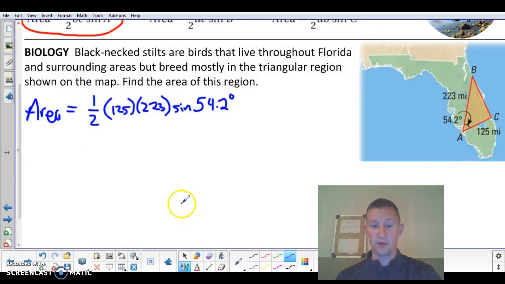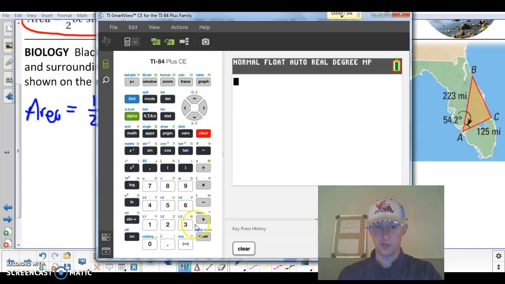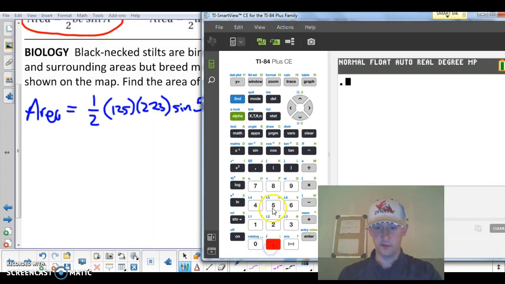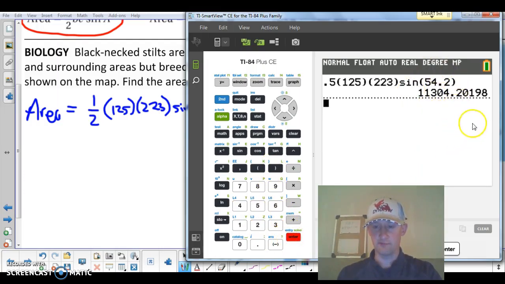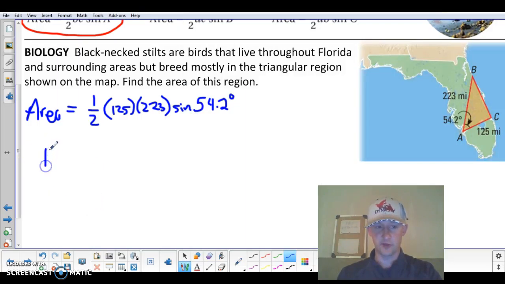All right. And if we type that into a calculator, it is going to give us the answer that we need. So let's do that right now. Up comes the calculator. We're going to take 1/2. I'm going to type it in as 0.5 because I'm lazy. 0.5 times 125 times 223. Close those parentheses, times the sine of, what was it, 54.2 degrees? It sure was. 54.2 degrees. Close those parentheses, hit enter. And we get this. Man, that's a big number, but that's okay. 11,304. And we'll just round it off at that. Now, can we get a label for this, perhaps?